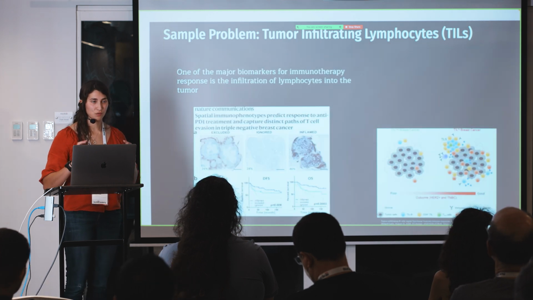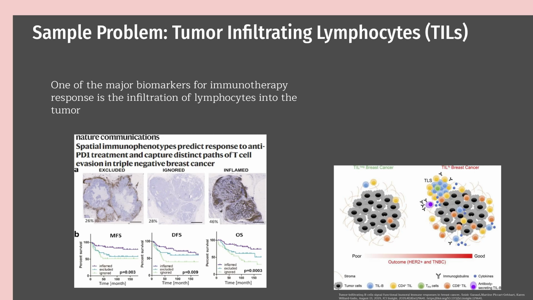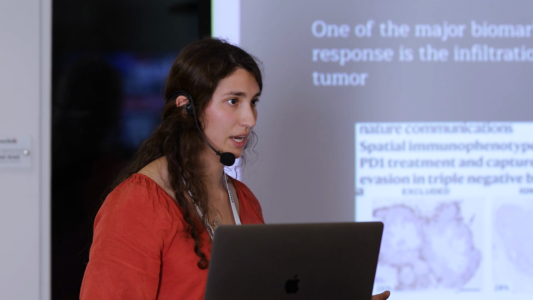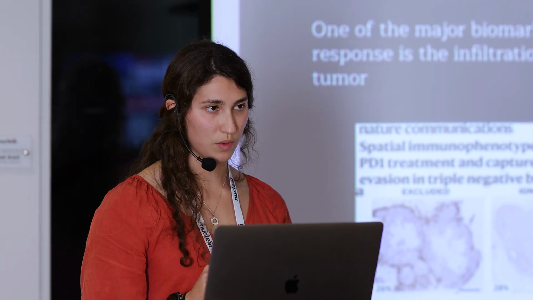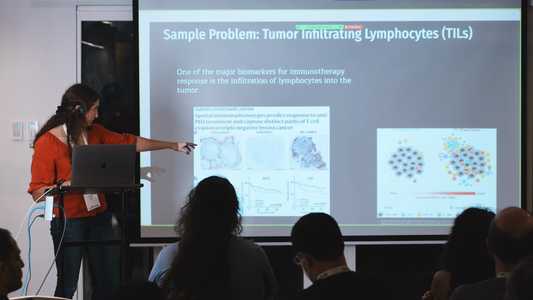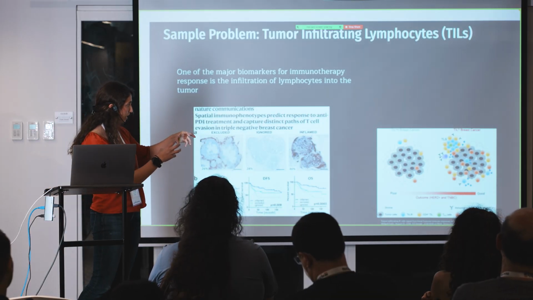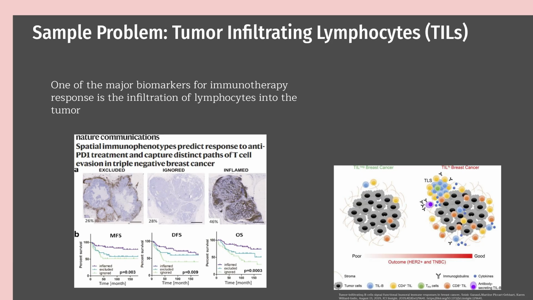So again, let's refocus onto what we see here: tumor-infiltrating lymphocytes, so lymphocytes that are specifically in our tumor area. Why do we care? This is one of the major biomarkers for immunotherapy response, and it has been proven to be a positive prognostic biomarker in multiple indications, ranging from different types of breast cancer to lung cancer and ovarian cancer as well. And you can see from this graphic that as we have more infiltration of immune cells into our tumor, our outcome increases.